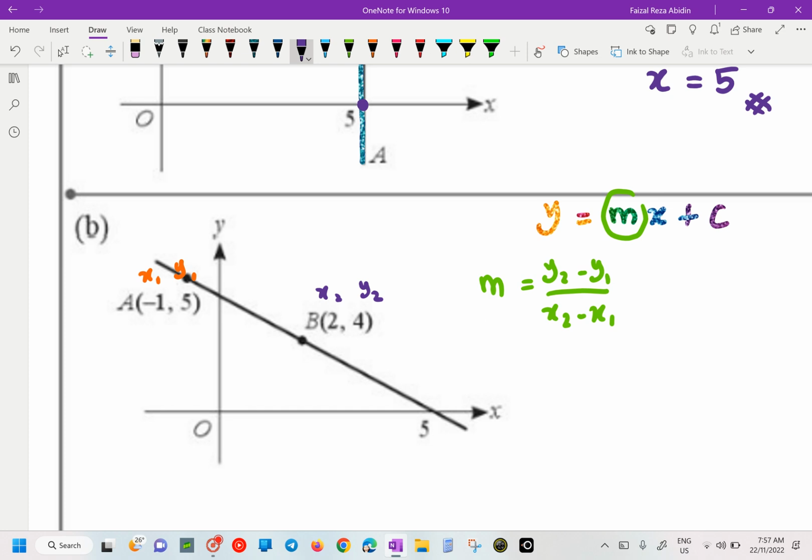We are going to substitute into our equation first over here. So if you look over there, we are going to find our gradient: y2 is 4 minus y1 is 5, over x2 is 2 minus x1 is negative 1. So 4 minus 5 is negative 1.